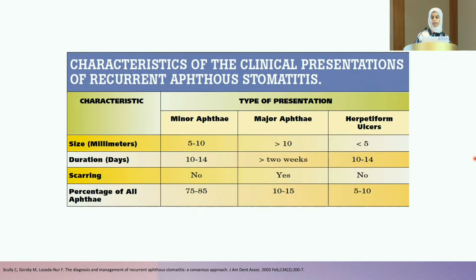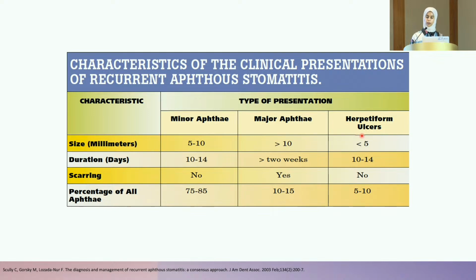This is a nice table summarizing for you the differences between the three clinical presentations of recurrent aphthous ulcerations. We have minor aphthous ulcers. These are small, they last about 2 weeks, they don't scar, and they make up the majority of ulcers. Then we have major aphthous ulcers. These are bigger, they take longer to heal, they do scar, and they make up 10 to 15% of ulcers.